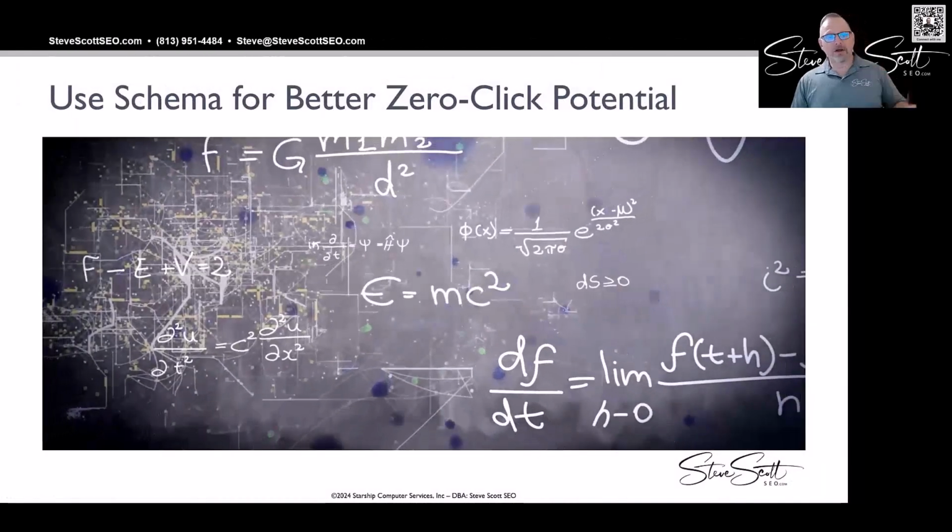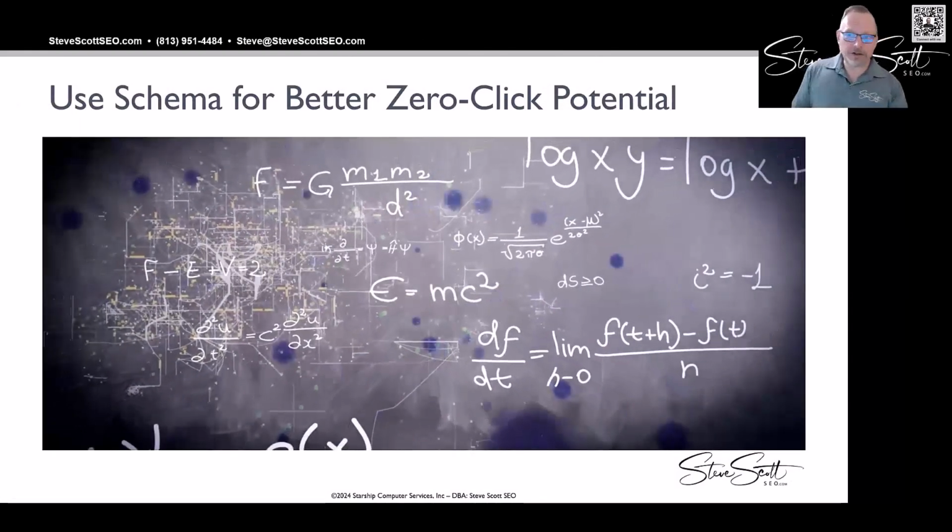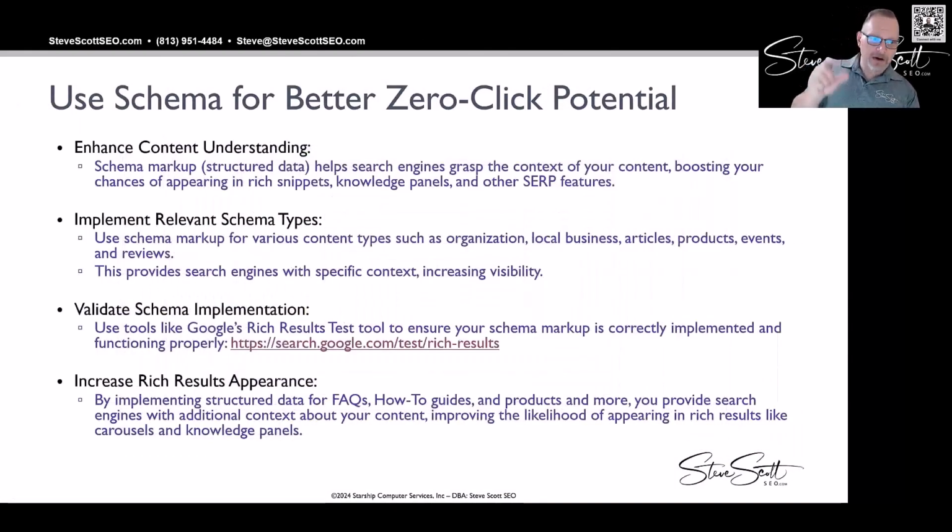Okay. Let's talk about using schema now for better search zero-click potential. So schema or schema markup can help you enhance your content's understanding. This schema markup, sometimes called structured data, helps the engines grasp the context of your content, thereby boosting your chances of appearing in those rich snippets, knowledge panels, and the other SERP features that we took a look at early on. So you want to implement the relevant schema types. You use this schema markup for various content types such as organization, local business, articles, products, events, reviews, and it provides the engines with specific context and increases visibility.